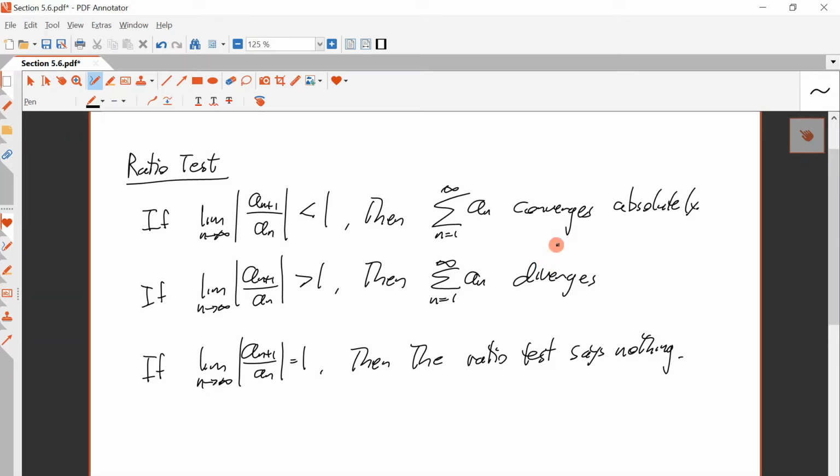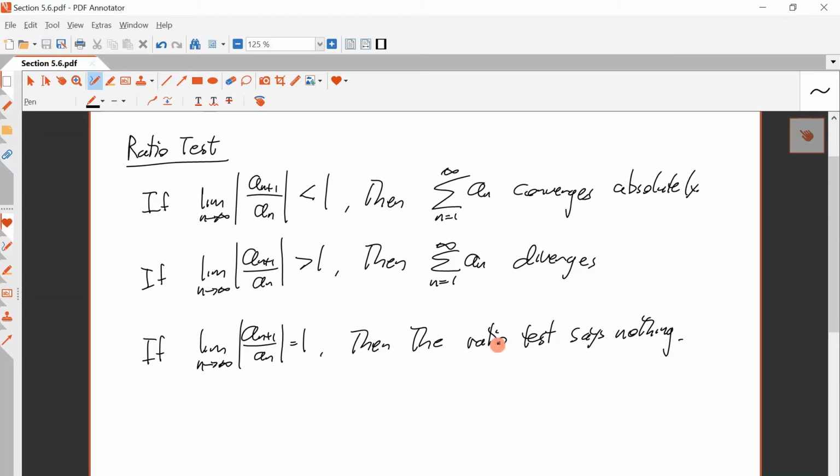Conditional convergence might happen in this area, but the only place it could happen would be here. And here the ratio test simply tells you nothing, but we've got all these other tests that we can use, comparison tests and such, to deal with that situation.